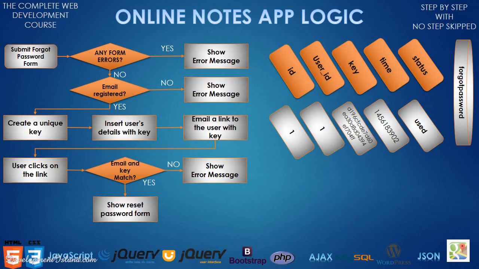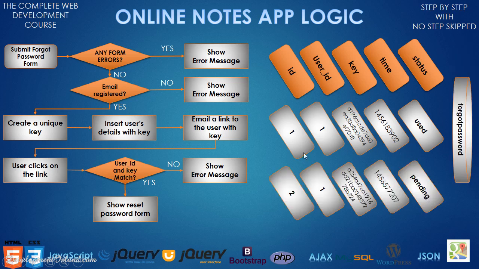Now let's have a look at the forgot password feature. So the user forgot their password and they want to use the forgot password form to reset their password. So first we're going to check if there are any errors. And then we're going to check if the email address they have provided is registered in the users table. If that's the case, we're going to create a unique key. So that key is going to be inserted in the forgot password table along with the other details of our user. So you're going to have a new row.